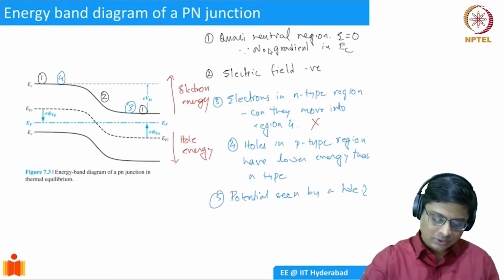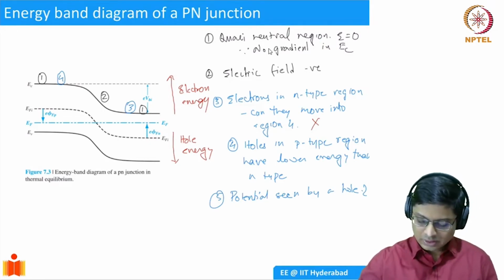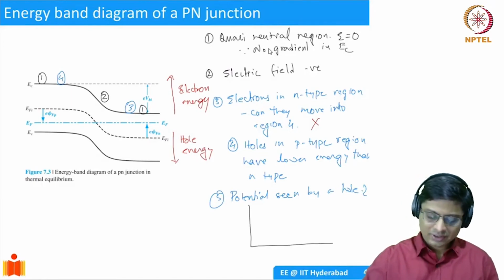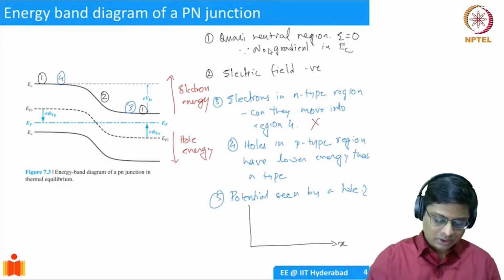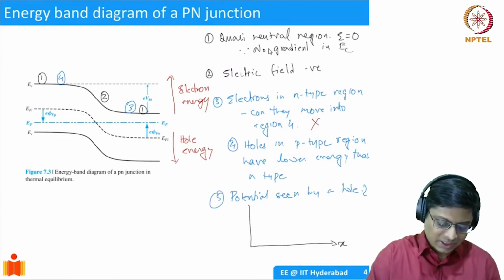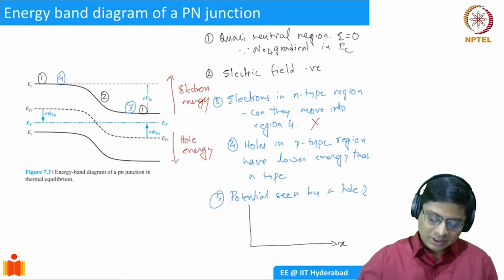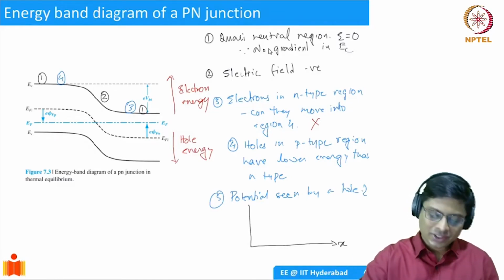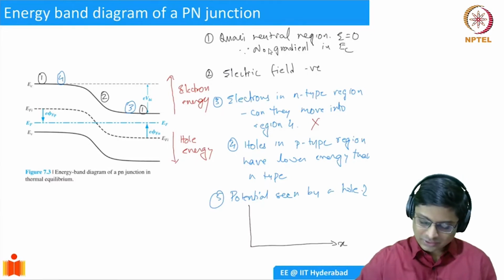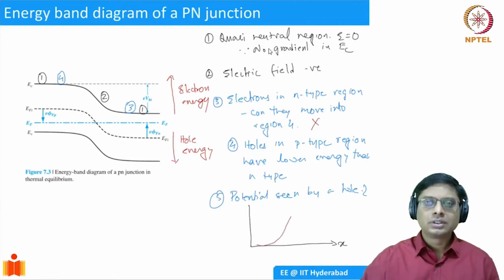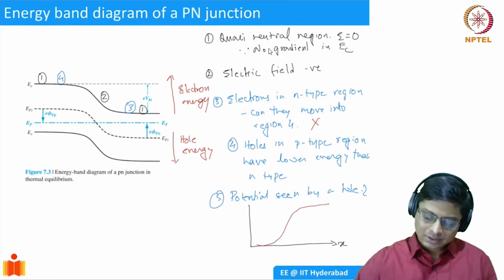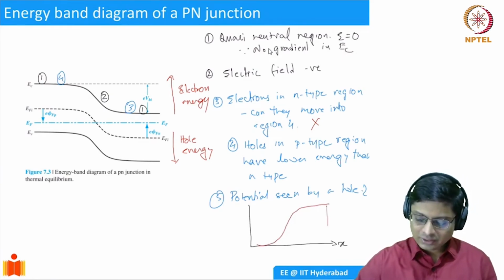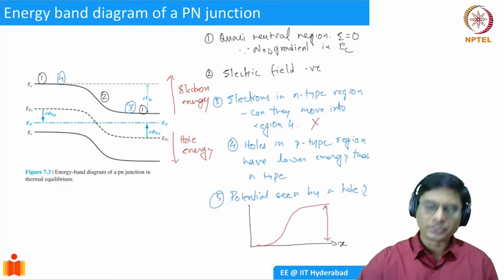As you go from left to right, let's say this is increasing X, and you follow a hole. Let's say this is a hole in the p-type region. As you travel across the junction, it is seeing an energy barrier, so it is seeing a potential in this fashion. And the height of this potential is what we call the built-in potential, phi Bi.